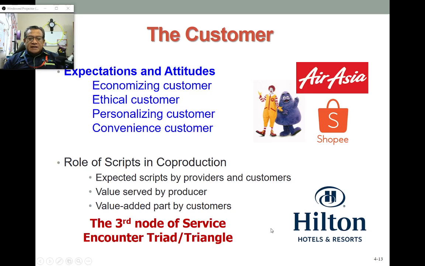This is also done at Hilton hotels and resorts. Normally when you enter the lobby or entrance, the people who take your luggage or take your car will greet you and ask, "How may I help?" or "Can I take your luggage to the customer counter?" and so on. So that is what is meant by the role of script in co-production viewed by the customer. As such, the customer is actually the third node, or the third component, of the service encounter or service triangle.